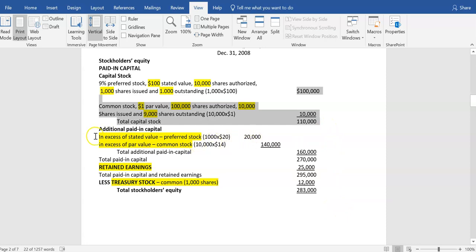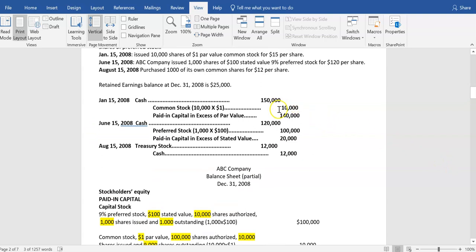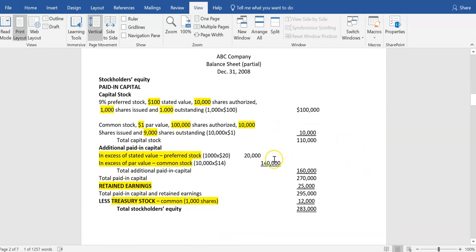Then we add in the additional paid in capital. Preferred stock had $20,000 of paid in capital in excess, and common had $140,000 paid in capital in excess. Total paid in capital of $160,000. So between the capital stock par value and the excess, total paid in capital for this corporation as of 2008 is $270,000.